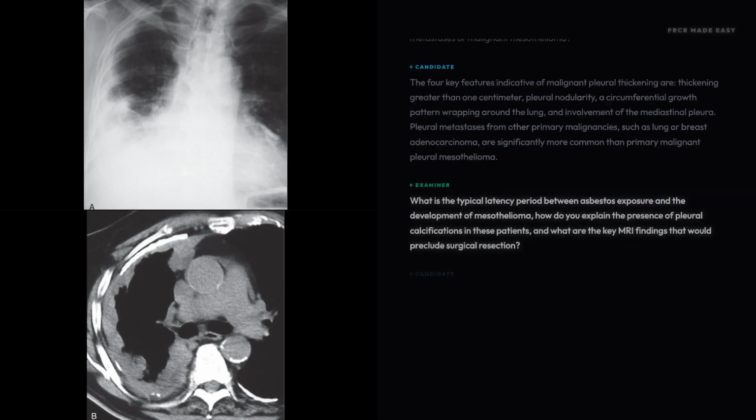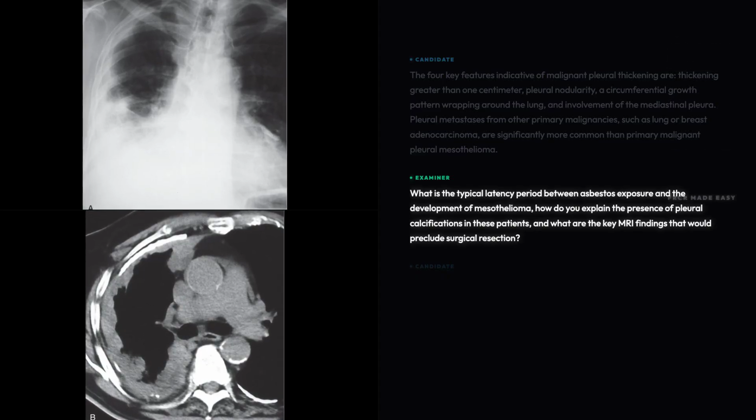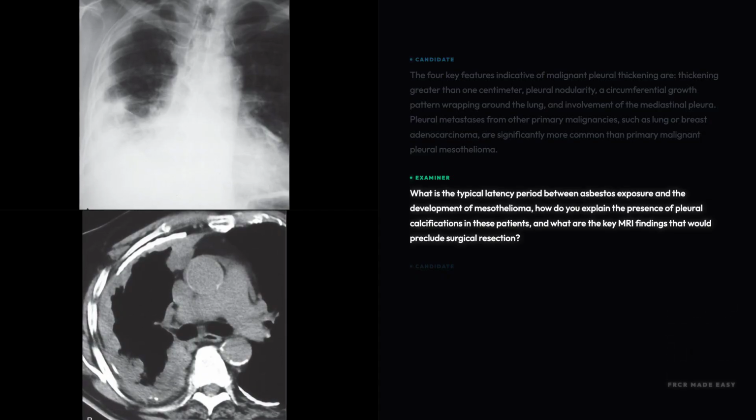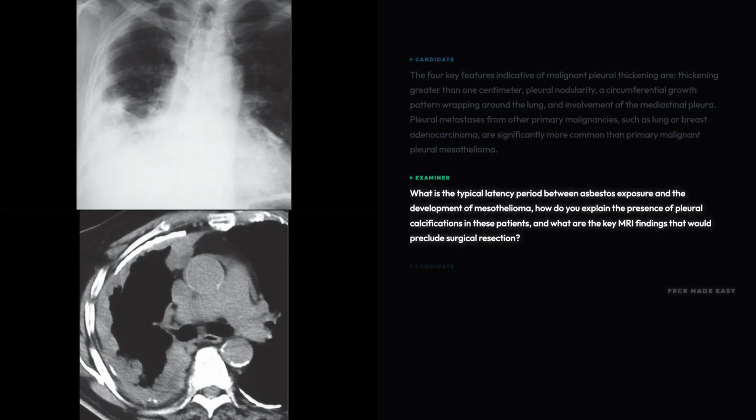What is the typical latency period between asbestos exposure and the development of mesothelioma? How do you explain the presence of pleural calcifications in these patients? And what are the key magnetic resonance imaging findings that would preclude surgical resection?